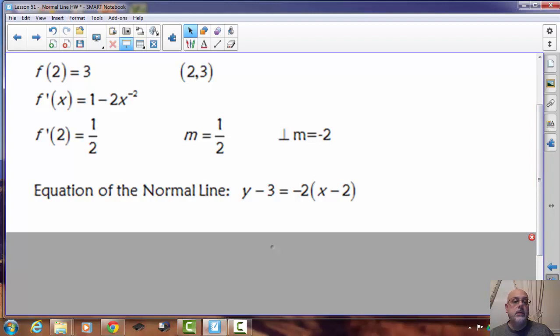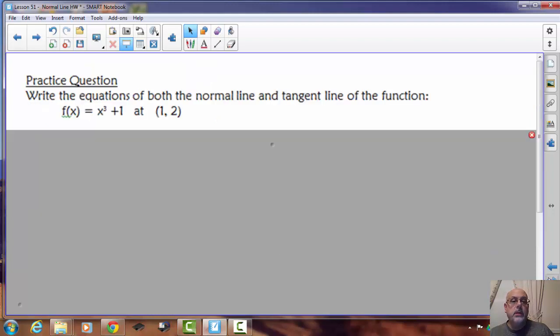So now let's take a look at one more problem, and this one is a practice question for you to work on your own. So pause the screencast, but keep in mind we're looking to write the equation of the normal line and the tangent line for this function f of x equals x cubed plus 1 at the point (1, 2). So pause the screencast and come back and check your work.